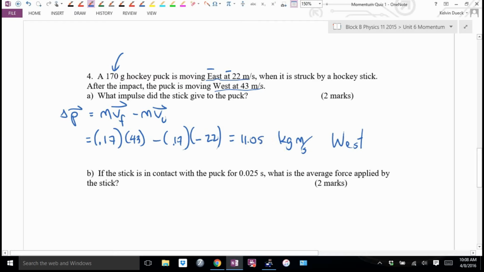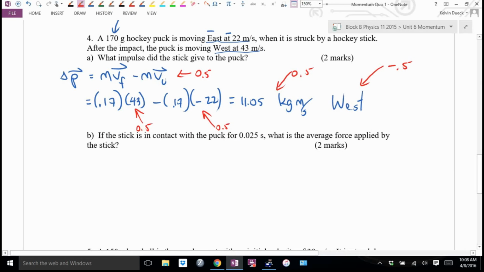11.05. In terms of part marks, if you have the 11.05 kilogram meter per second west, you get 2 out of 2. Otherwise, I would probably do something like this. I would give you a half mark for that. I would give you a half mark if I saw that term. I would give you a half mark, but I would have to see that the velocities had opposite signs. Half mark for the answer. If you have the wrong direction, you would lose a half mark. Okay.